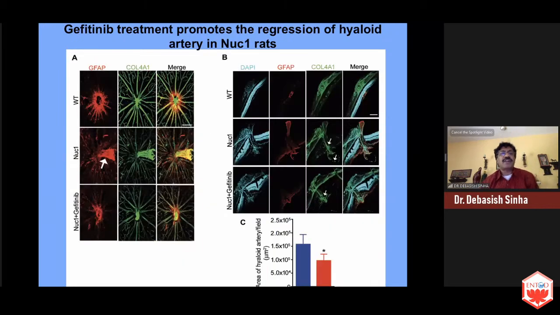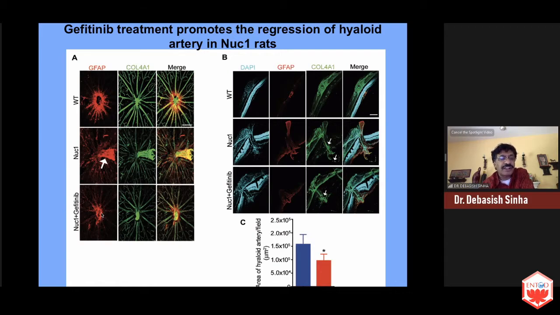And we tried in our rats, and we injected gefitinib from P10 to P29 and then sacrificed them at P31. And this is wild type, these are retinal flat mounts, and you can see this is blood vessel marker collagen 4A1, and GFAP for astrocytes. You can see that by that time, the hyaloid artery has more or less regressed in the wild-type rats. In Nuke1, you can see that it's still there at that time because it fails the normal regression.